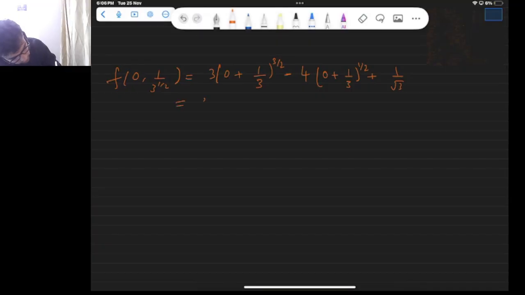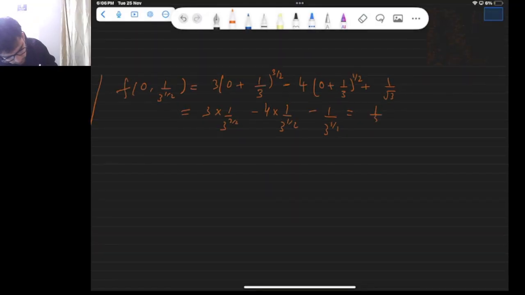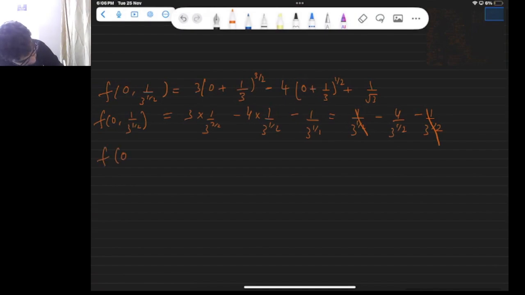ultimately this will give me 3 and 3 by 2 minus 4 into 1 by 2. So this will become 3 and 1 minus 1 by 2. So this will become this, and this goes away. So I'll be left with f of 0 comma 1 by root 3 is equal to minus 4 upon root 3.